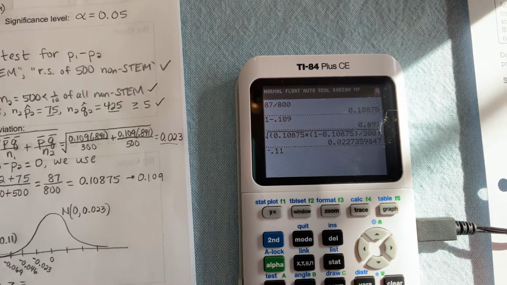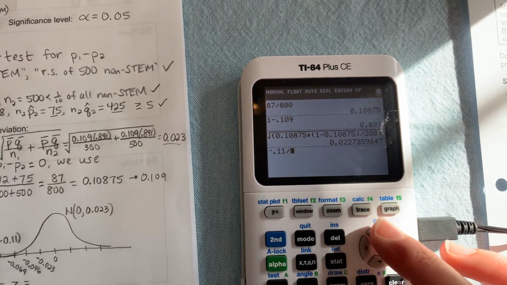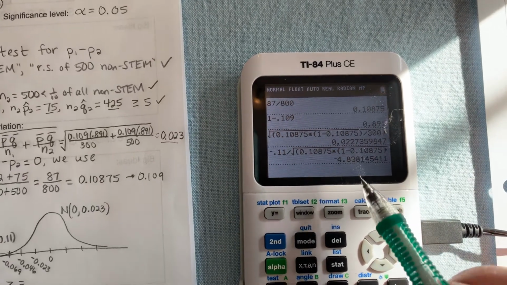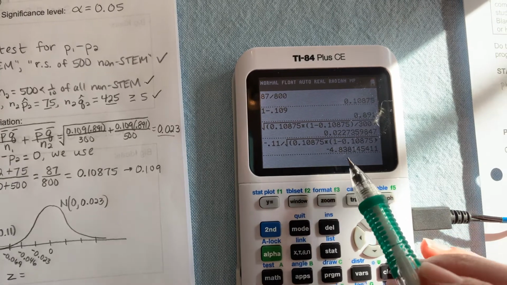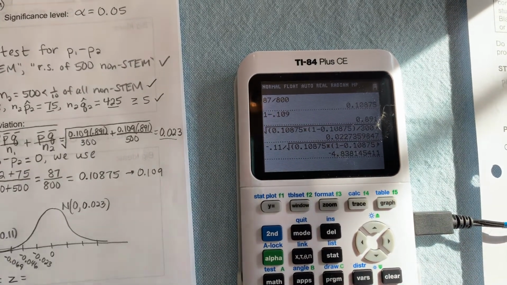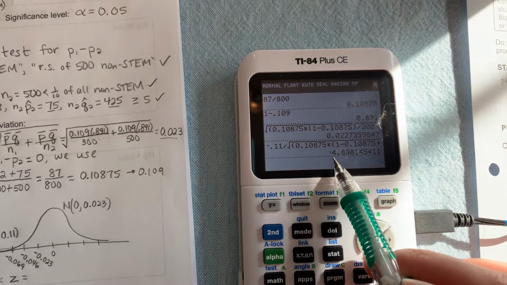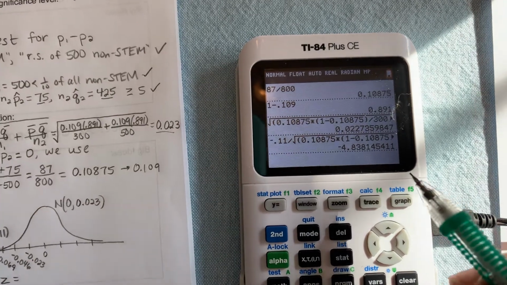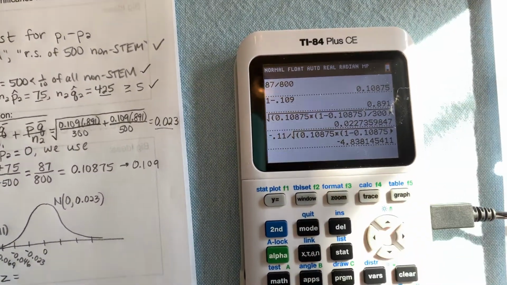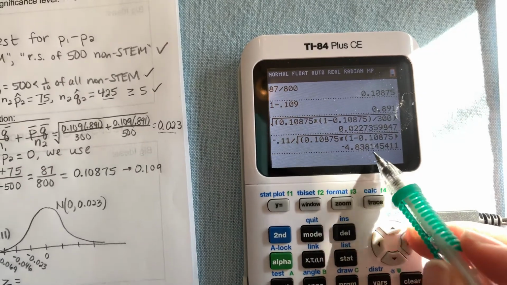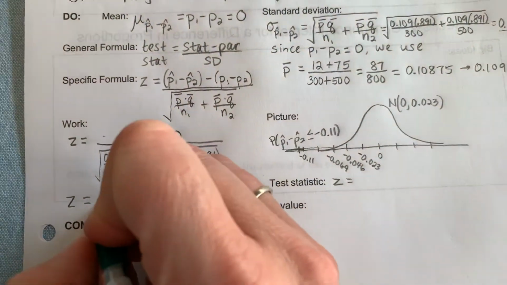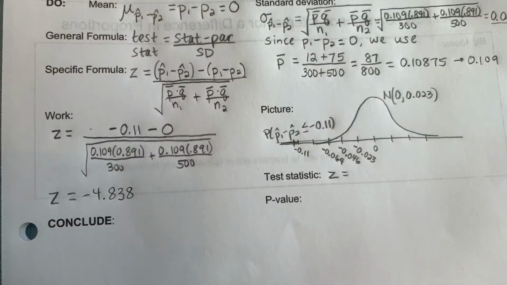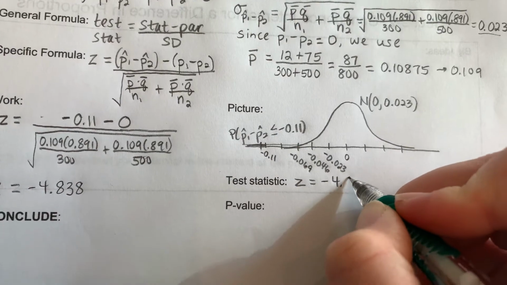I know that minus 0 isn't going to change anything. So negative 0.11 divided by all of this. Hit enter, and I get negative 4.8. I was going to say I should just round to 2 decimal places for table A2, but negative 4 is going to be way beyond what table A2 has to offer us. So I'm going to go ahead and do 3 decimal places. Negative 4.838. Okay, so that's my test statistic, negative 4.838.